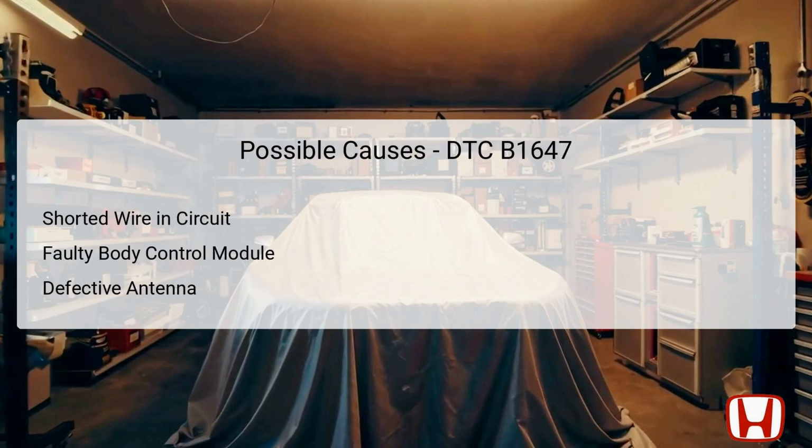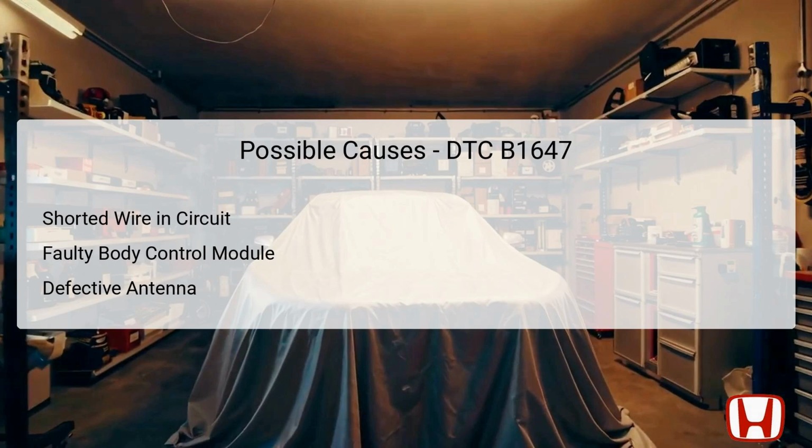Three primary causes can lead to the triggering of the DTC B1647. First, a shorted wire in the antenna circuit can result from damage or wear, causing the circuit to fail and the body control module to detect an abnormality. This can happen due to corrosion, wear from physical contact, or exposure to moisture.